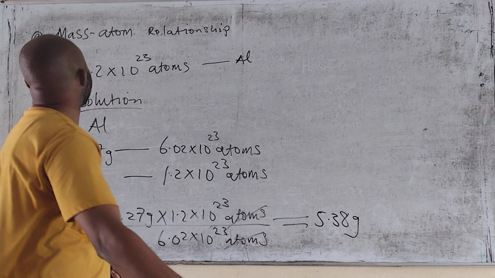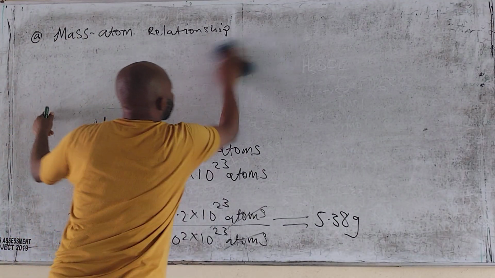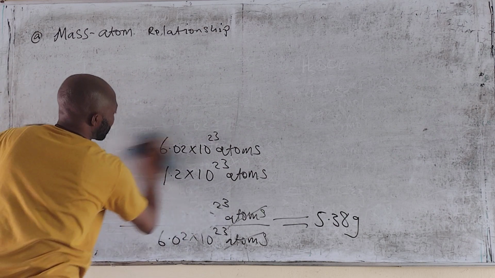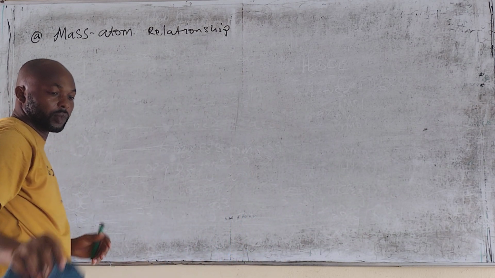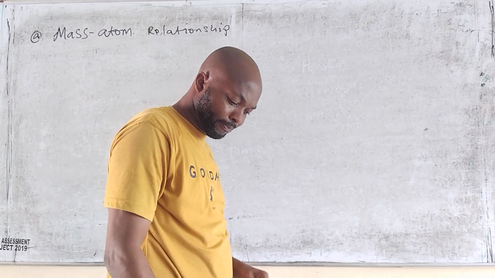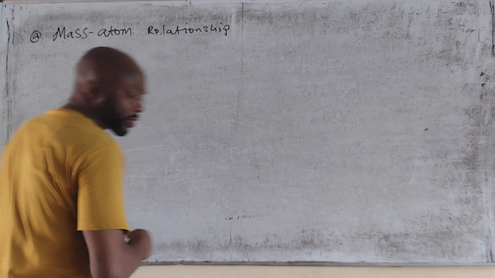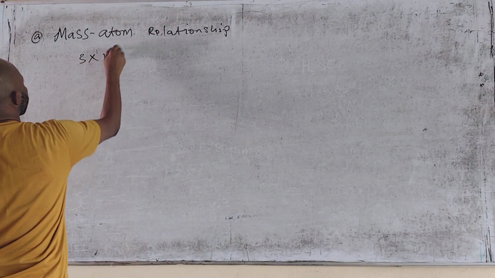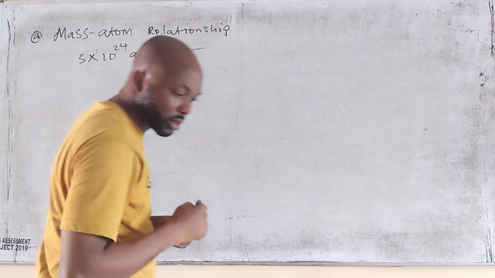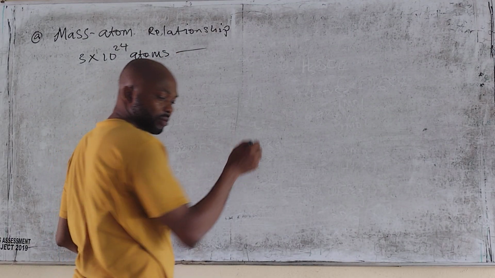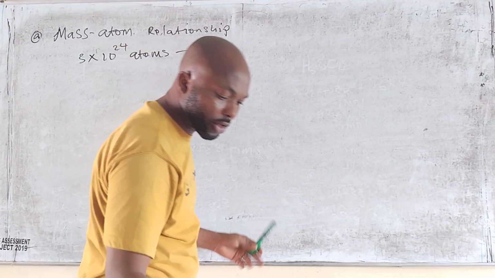The third question on mass-atom relationship. We say calculate the mass in grams of 3 times 10 raised to the power 24 atoms of helium.